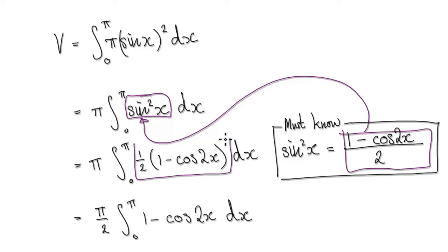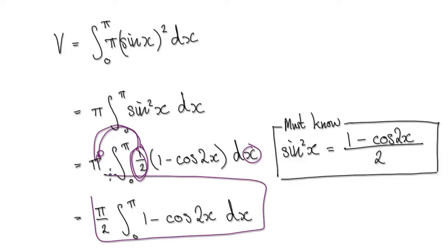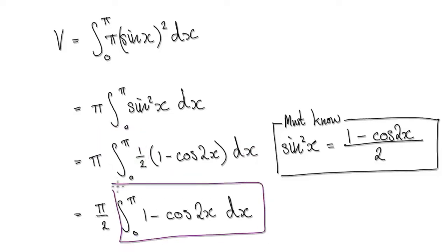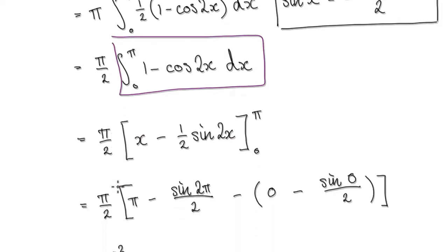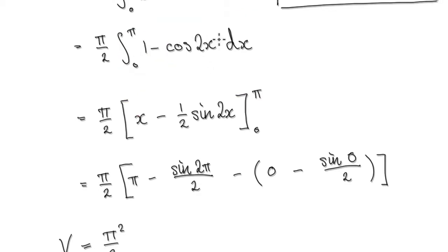That will then give us this thing here. Well, this is a constant, it has nothing to do with x, so let's drag it out. It will then give you this. Now it's just a matter of integrating this. When you integrate 1, it will give you x. When you integrate this, it will give you this thing here. And you're integrating it from 0 to pi.